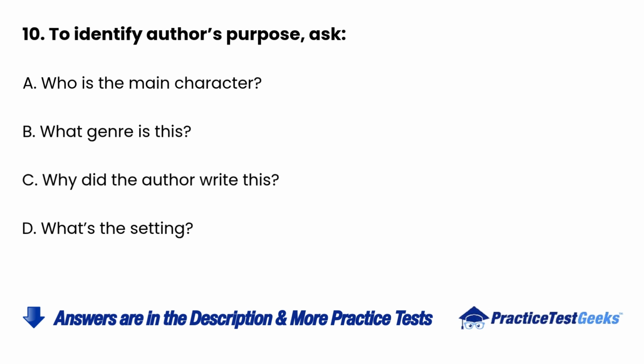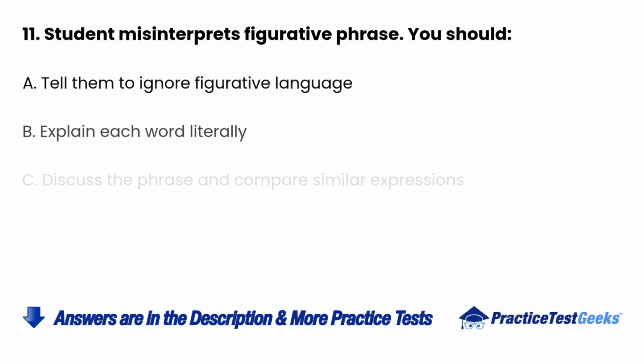10. To identify author's purpose, ask A. Who is the main character? B. What genre is this? C. Why did the author write this? D. What's the setting?